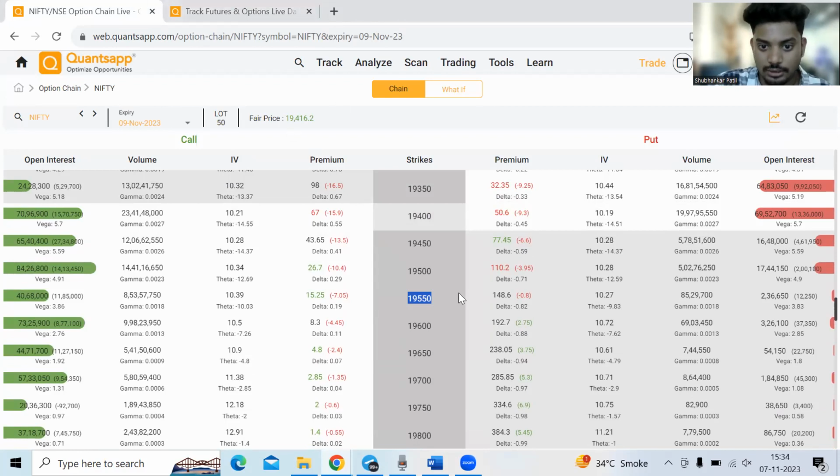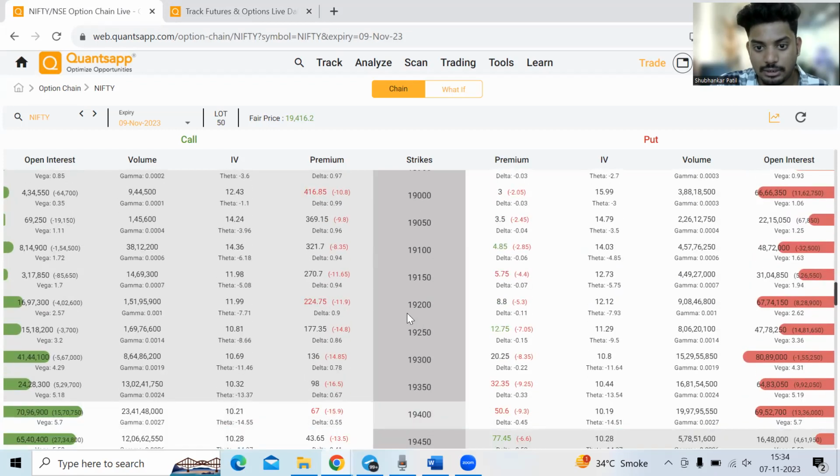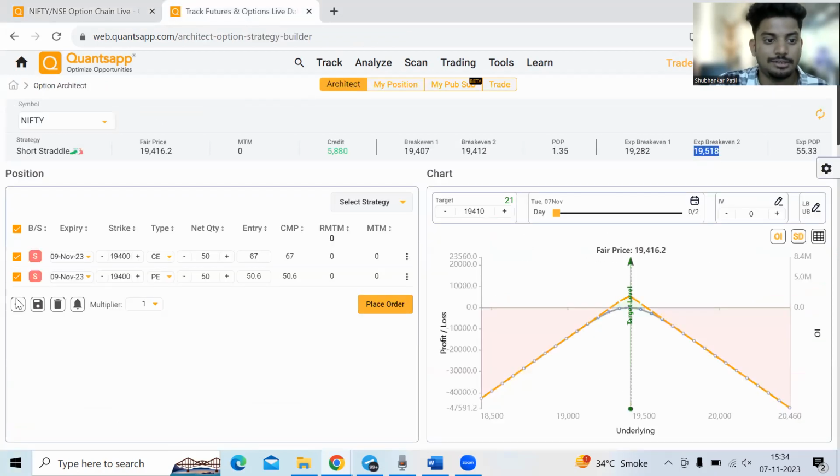So let's try doing it. What I'm doing is I am actually buying the 19,600 strike price call option. The premium is 8.3. And I'm also buying the 19,200 strike price put option. The premium is roughly the same, 8.8. So let's try adding it.